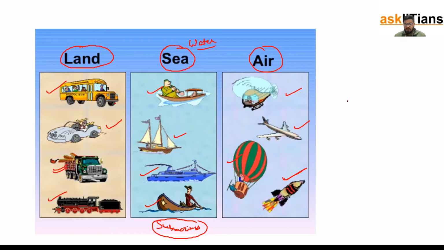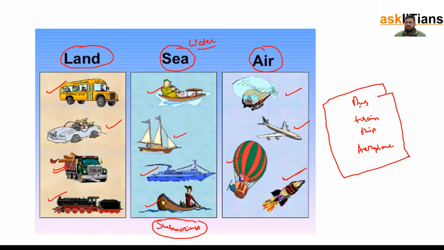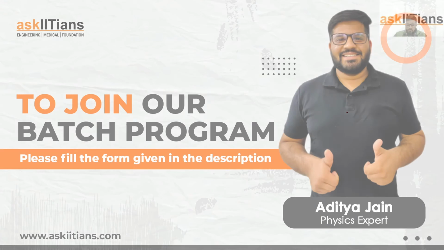If I give you some examples, suppose during your summer holidays, some of you might travel to your relatives. Some might travel by bus, some will take a train, some will take a ship, or some will take an aeroplane. So all of you are using different modes of transport for traveling from one place to another place. Yes or no?